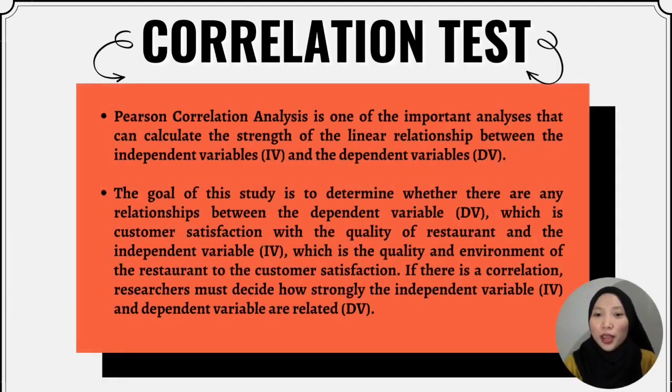Back to me again. Now I will explain about Pearson correlation. Pearson correlation analysis is one of the important analyses that can calculate the strength of the linear relationship between the independent variables and the dependent variable. This study is intended to identify whether there are associations between the independent variables, which are the quality and environment of the restaurant, and the dependent variable, which is customer satisfaction. In a correlation, the researcher must settle on the strength of the relationship between the independent variables and the dependent variable.